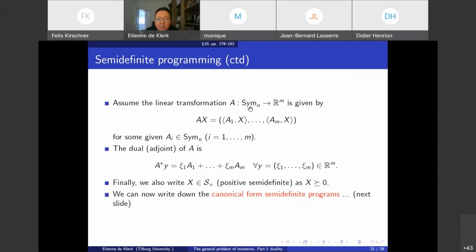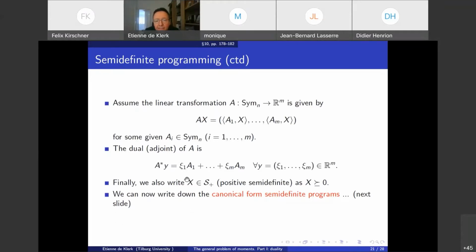So again, this maps the symmetric matrices to Rm, and then we will have a dual operator that will map Rm to the symmetric matrices, and this is given by the operator A star, and it maps a vector y with these components to this matrix. So this is just a linear combination of symmetric matrices. So indeed, this is as it should be. It maps Rm to the symmetric matrices.